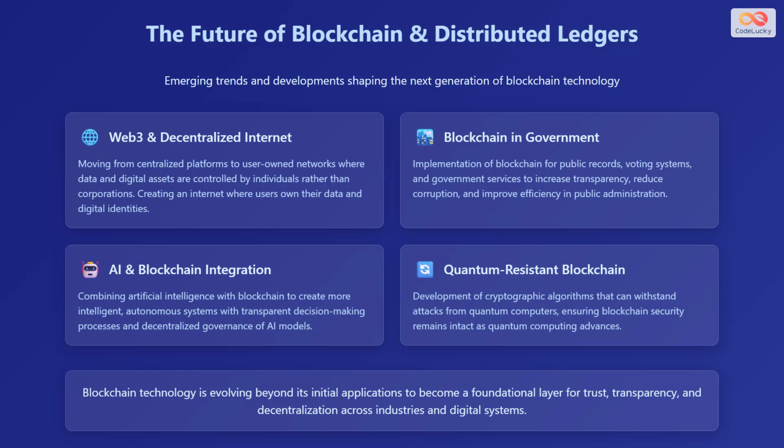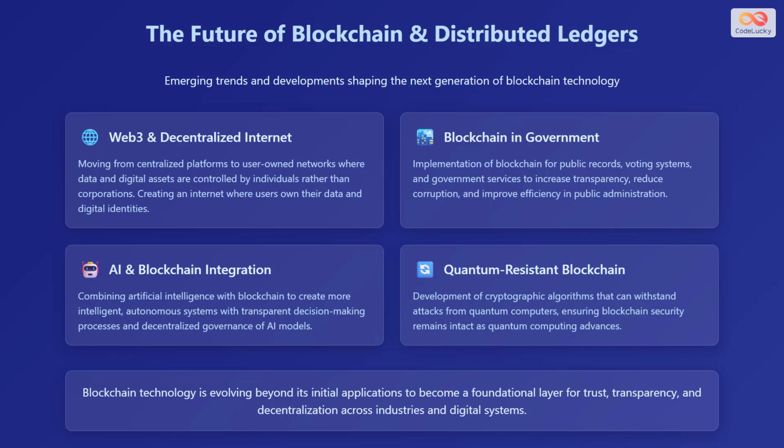Blockchain technology is set to evolve significantly in the coming years. Web3 and the decentralized internet aim to shift control from centralized platforms to user-owned networks, empowering individuals with their data and digital assets. Blockchain implementation in government can enhance transparency, reduce corruption, and improve efficiency in public administration through applications in public records and voting systems.